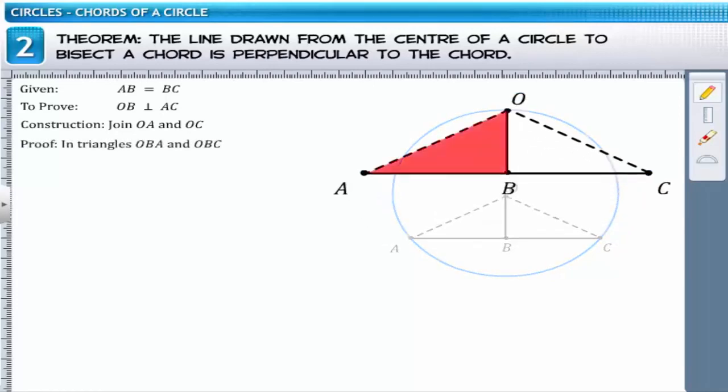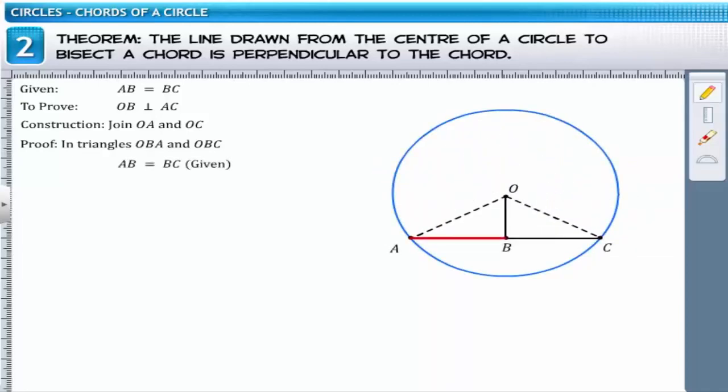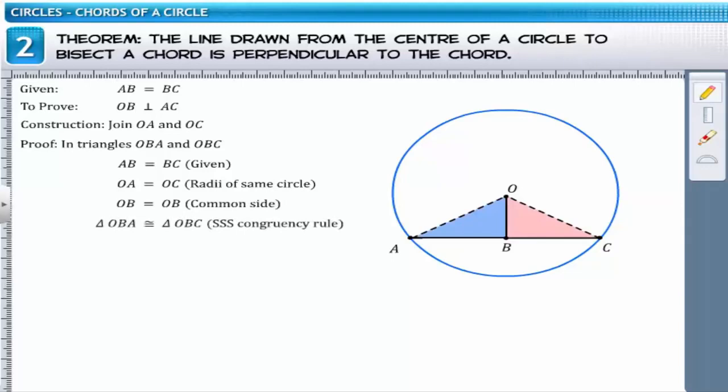Consider triangles OBA and OBC. In these two triangles, it is given that AB equals BC since OB bisects AC. OA equals OC since both are radii of the same circle. OB is a common side to both the triangles. So the triangles OBA and OBC are congruent by the SSS congruence rule.